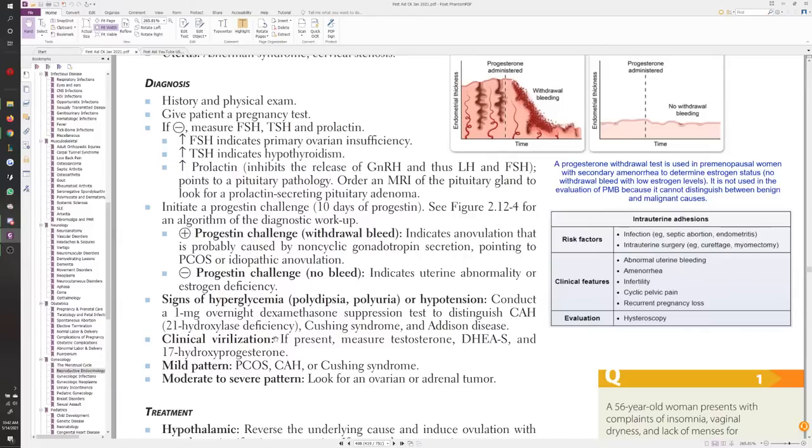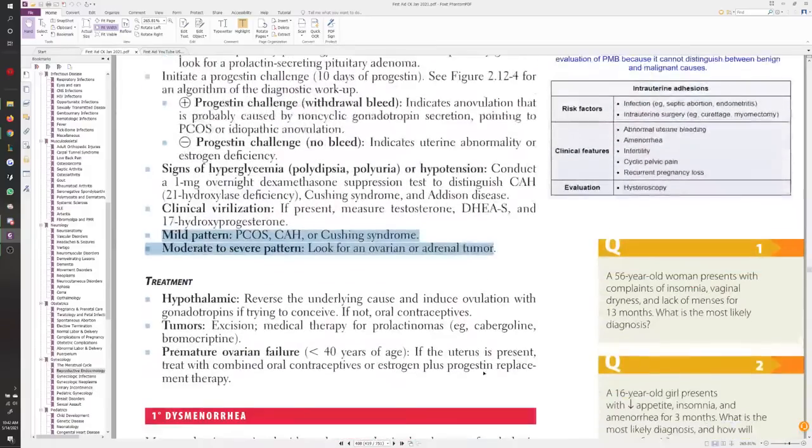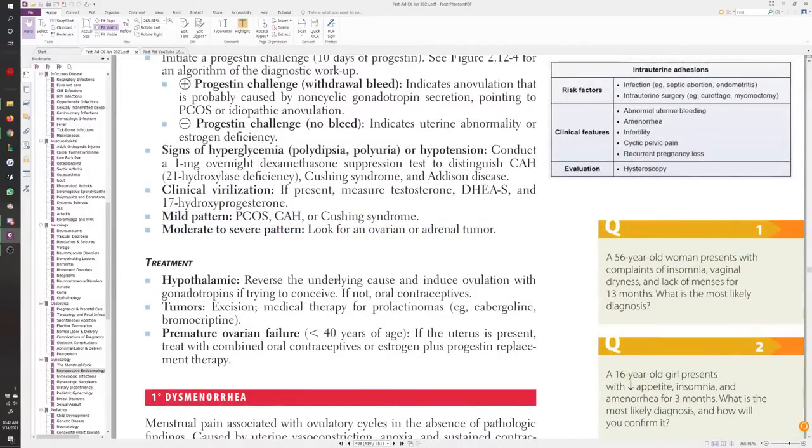Is it clinical virilization? So now clinical virilization is going to be someone who never menstruated, right? Because they were virilized to begin with. So you need to measure testosterone, DHEAS, and 17-hydroxyprogesterone to see what's happening. Mild and moderate patterns are not really tested that much. When they are tested, it's usually because it's just a normal thing. So, depending on what's happening in the question, there might be different things for you to look for. And treatment really just depends on what you found out to be the problem, right? So that's really all you can do.